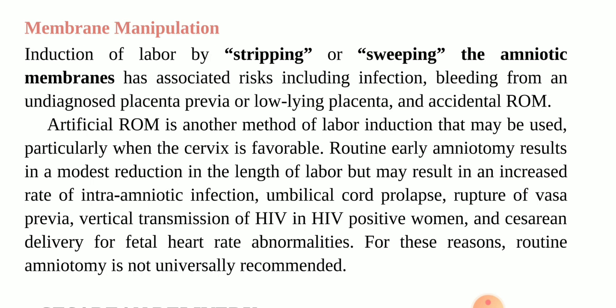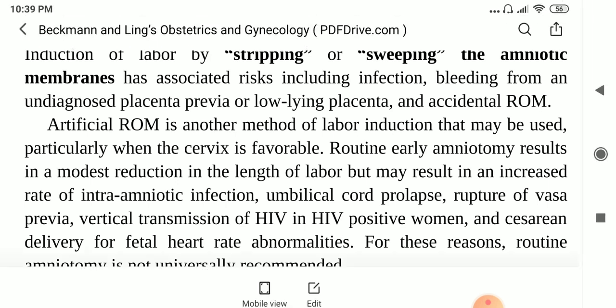That also causes a condition called umbilical cord prolapse, and also causes the rupture of vasa previa. Vasa previa is a condition in which the umbilical cord, we can say, is present above the internal os, between the presenting part, the head, and the internal os. It also causes some abnormalities in the fetal heart rate that cause deceleration of the fetus. We will discuss that later. So this is about membrane manipulation.